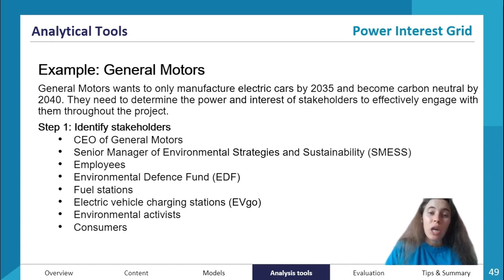So an example is General Motors, the car company. So by 2035, General Motors said that they wanted to manufacture only electric cars and become carbon neutral by 2040. So the business needs to determine the power and interest of stakeholders to make sure that this project is successful. Now, step 1 is identifying stakeholders. You think of everyone who is affected by or involved in this process and brainstorm them and list them down.